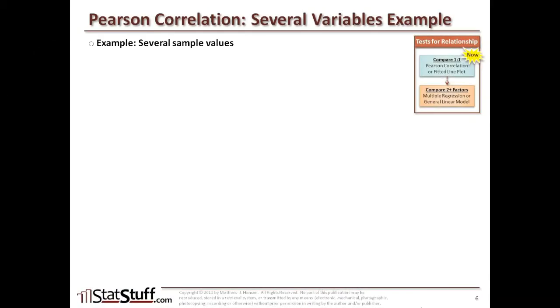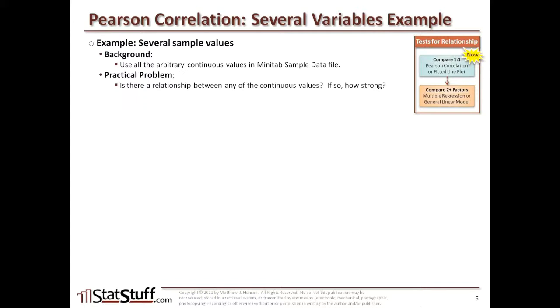All right, now let's walk through an example using the Pearson correlation test. Well, in this example, we're going to have several values that we're going to be plugging in. So we'll go back to the Minitab sample data file that's provided on the website, and we'll just select arbitrarily the different continuous values that are available within that file. So for the practical problem, we're going to ask ourselves, is there a relationship between any of these continuous values? And if there is a relationship between them, then how strong is that?